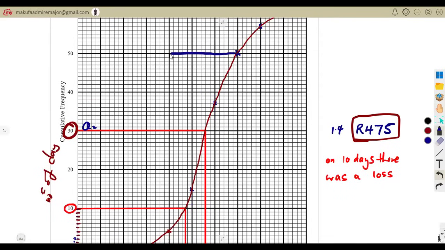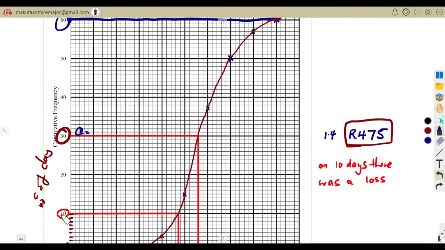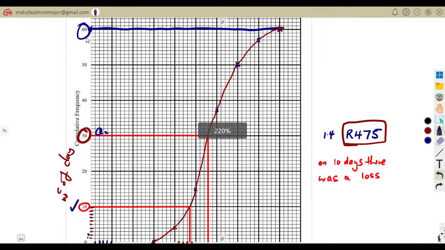The last value is what? How many days do we have on the last value at 900? This is 900 here, the last value there at the end. It is corresponding to 60. So the difference between the days that were of loss, 10 days of loss, and 60 days, what is the difference? From 10 going up, those days were of profit.